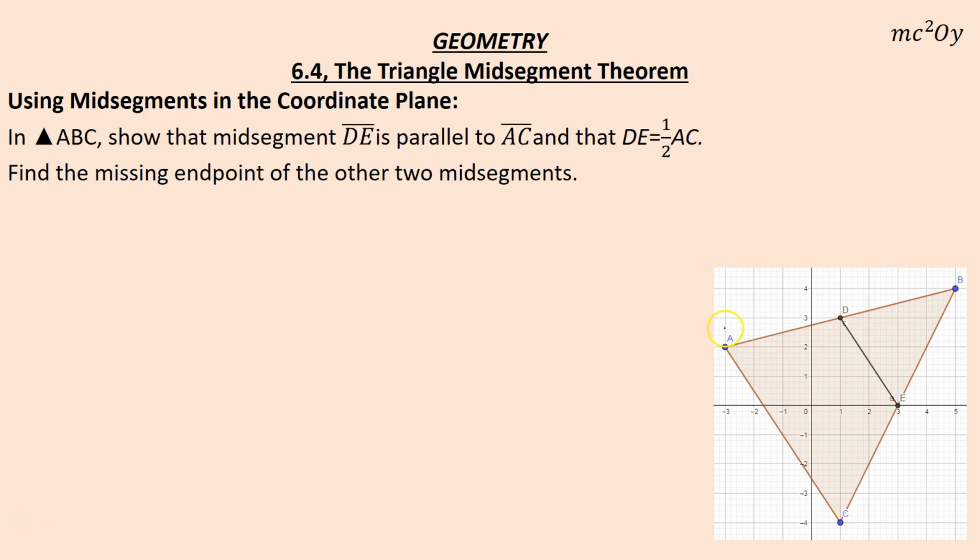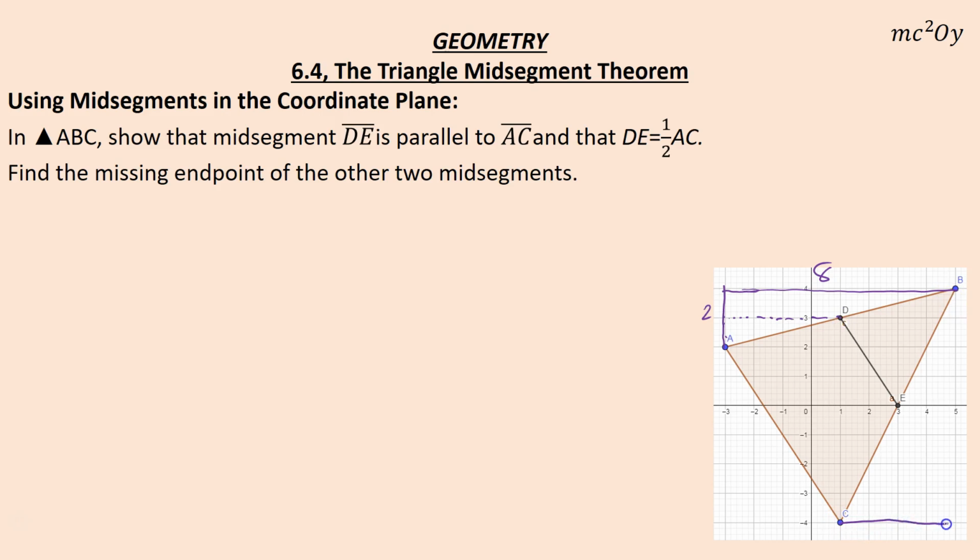If I look at this, to get from A to B, I have to rise 2, and I have to run 8. So really, if I were to rise 1 and run 4, that would be the midpoint. And it's the same thing this way.